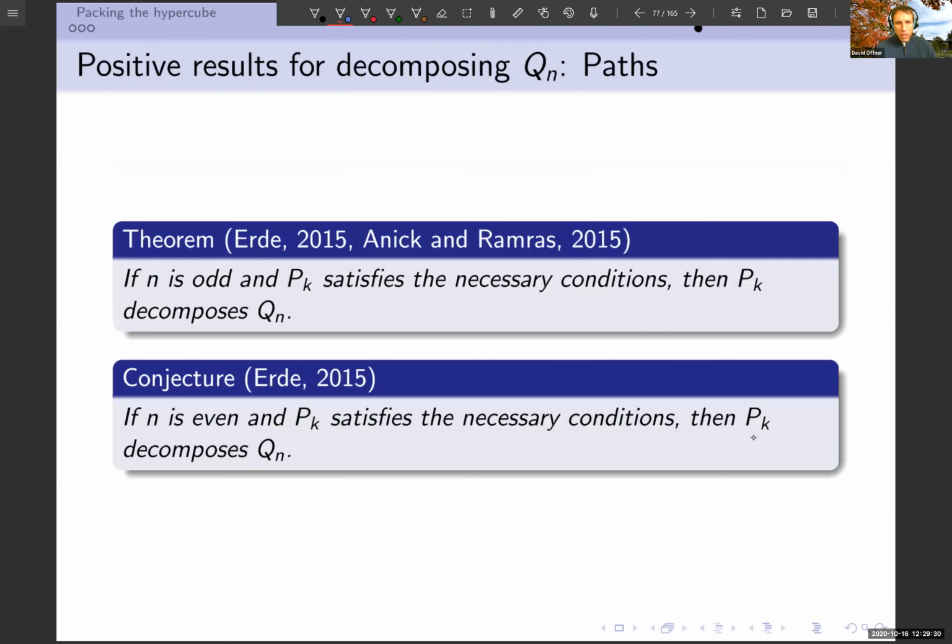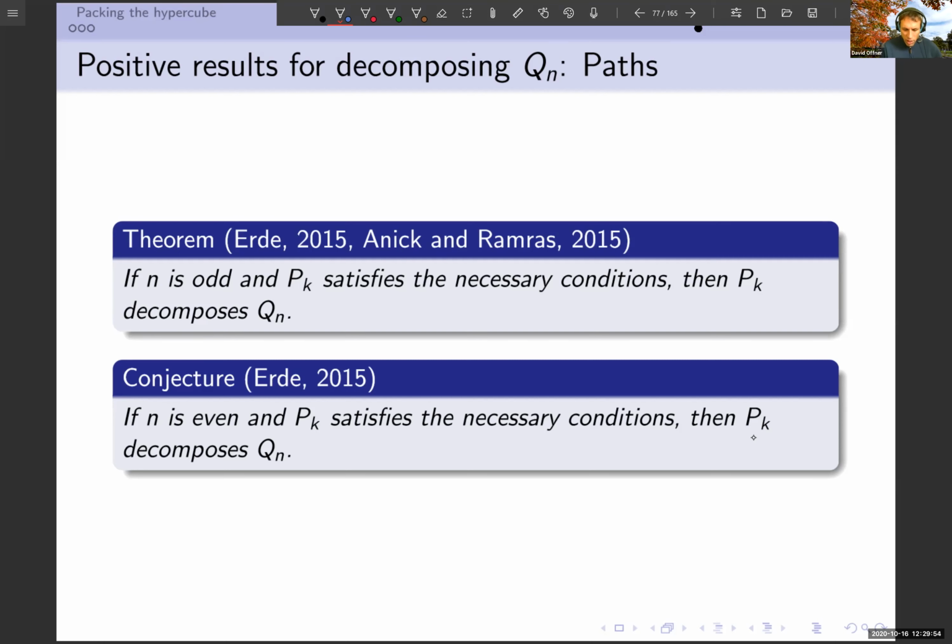Let me tell you about some positive results for decomposing Qn. You'll see this is really wide open. Even for paths, which are maybe the simplest subgraphs we can try to decompose a hypercube into, we still don't know everything. So let me tell you what we do know.